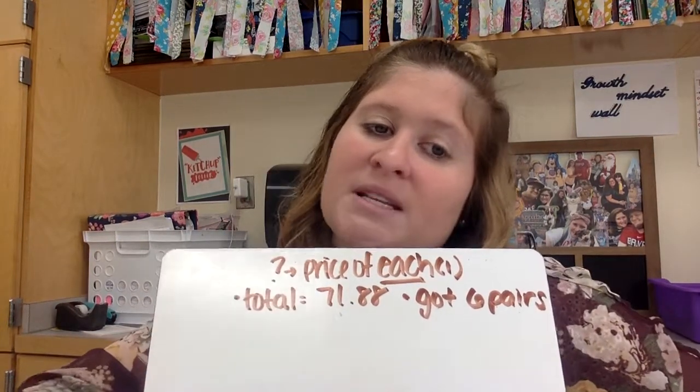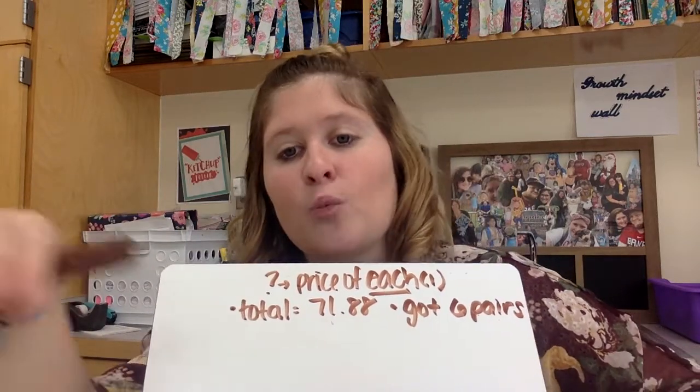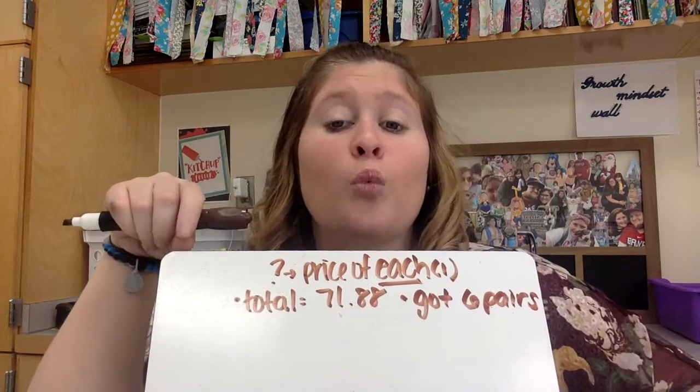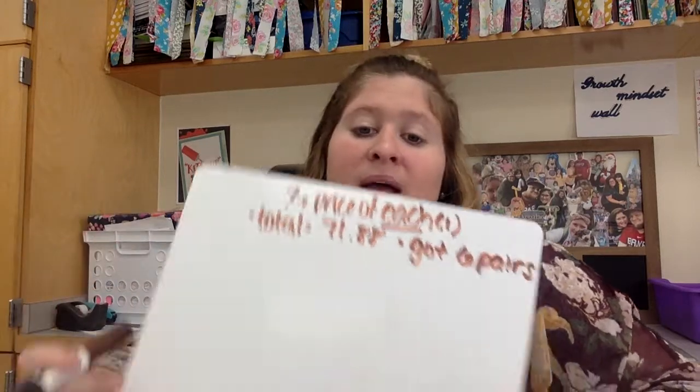So we're wanting to know the price of each, where each means 1. So the price of 1 pair of pants. His total that he paid was $71.88, and he got 6 pairs of pants. Do I need to know that he has 2 children? Not necessarily in this problem, because it just asks how much he's paying for the pants, not anything about the kids. So that's an extra number. We don't need it. So if I'm wanting to know the price of 1 and we have 6, that means I need to group them out to find that price of 1. So if I'm going to be making groups, then I need to be dividing.